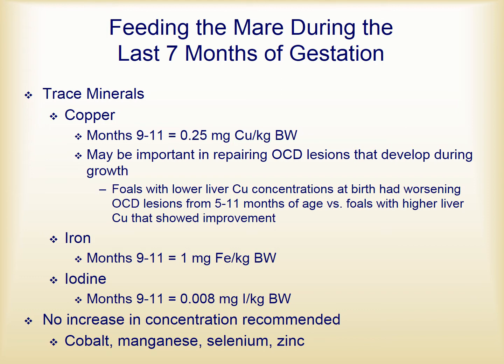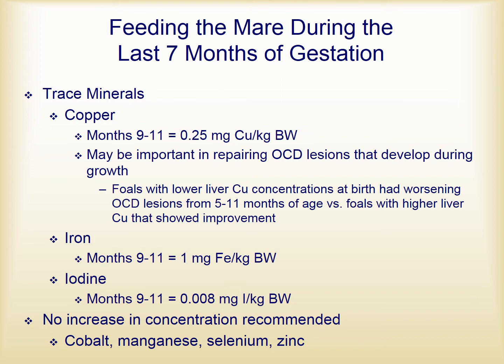This was determined from a study that looked at mares that were supplemented with copper compared to mares that were not supplemented with copper. After the foals were born, liver copper concentrations were determined, and foals that had lower liver copper at birth had worsening OCD lesions from months 5 to 11 of age compared to foals that had higher liver copper. The foals that had higher liver copper at birth seemed to be able to repair OCD lesions much more effectively than the foals that were born to non-supplemented mares.